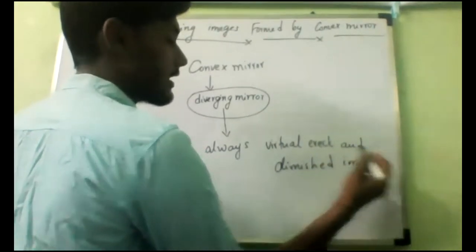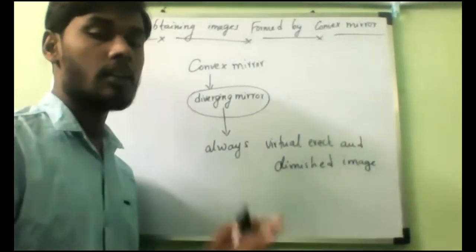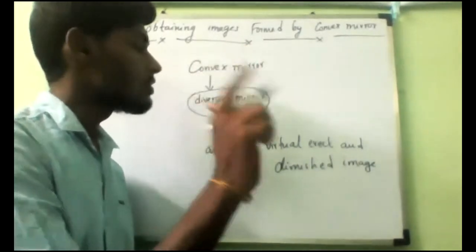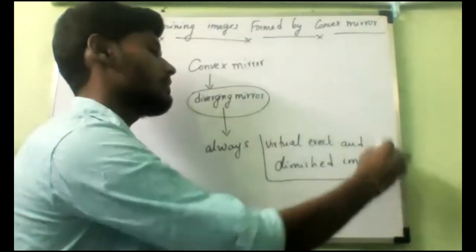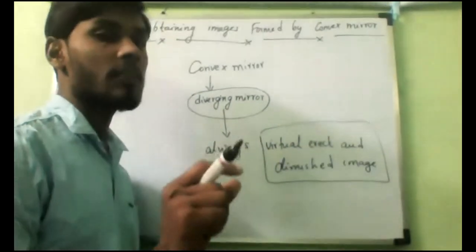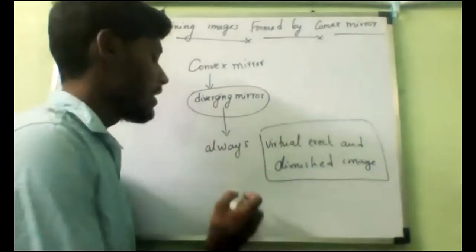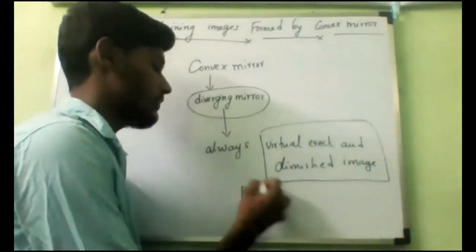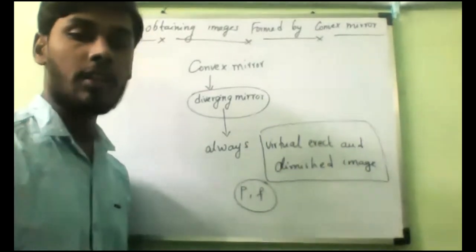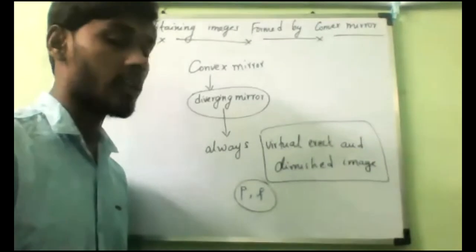So wherever the object location is, it doesn't matter. Finally, whenever you see a convex mirror in the question, always write that it is a virtual, erect and diminished image. And remember, the image will form behind the mirror, but always between P and F. Do you understand? Always the image location is between P and F. That is very, very important.